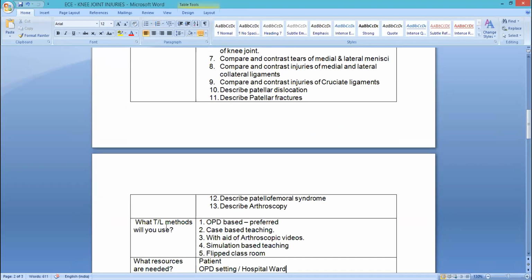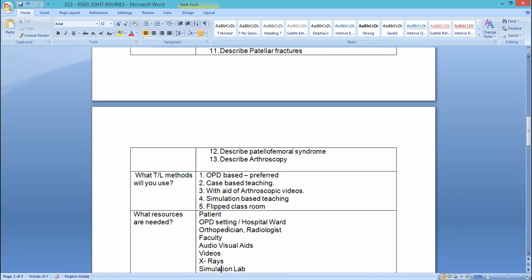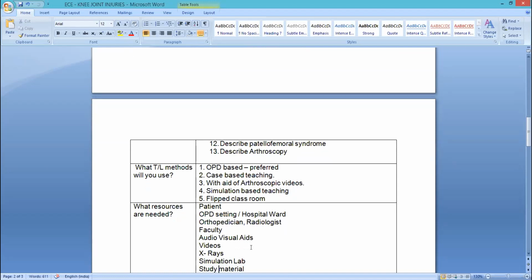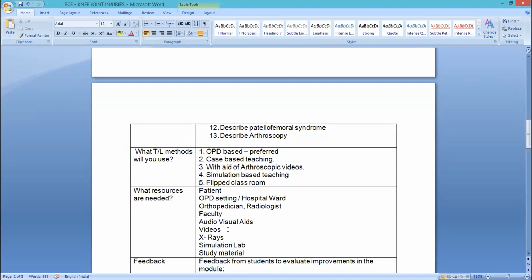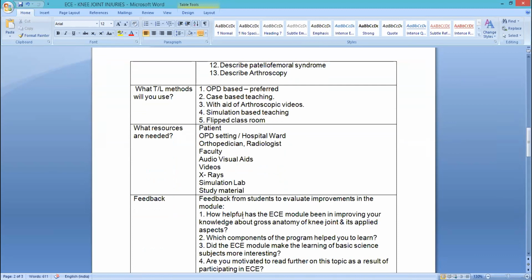The teaching learning methods used will be mostly OPD based, patient oriented, case based teaching with the aid of arthroscopic videos, simulation based teaching, flipped classroom. Resources needed are patient, OPD setting or hospital ward, orthopedician, radiologist, faculty to guide the students, and audiovisual aids, videos, x-rays, simulation lab, study material. Feedback from students to evaluate improvements in the module.